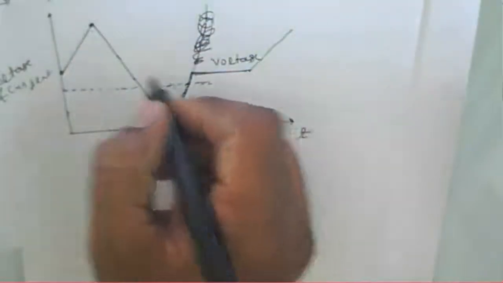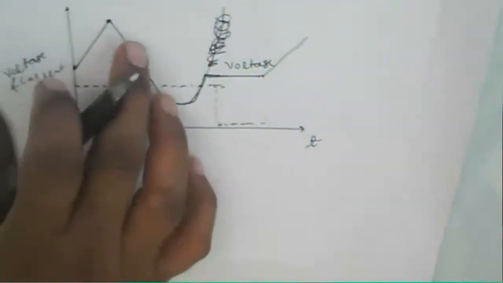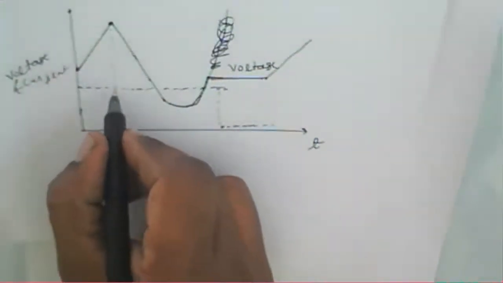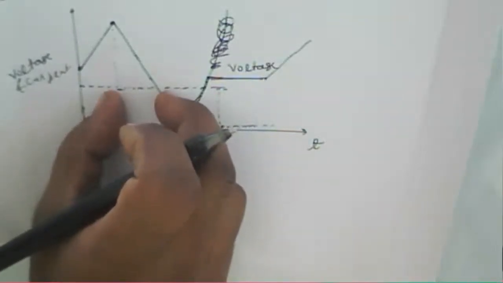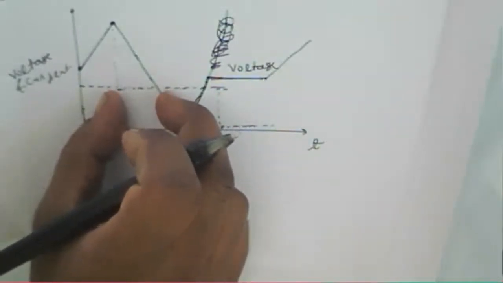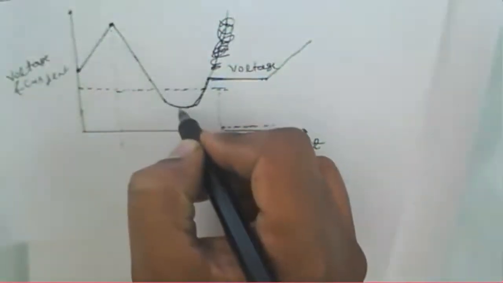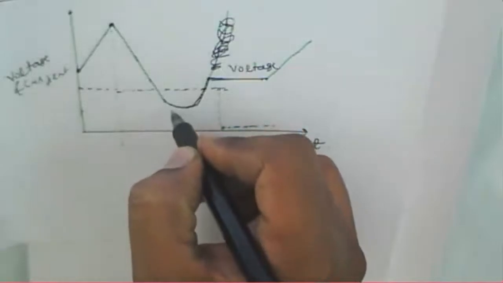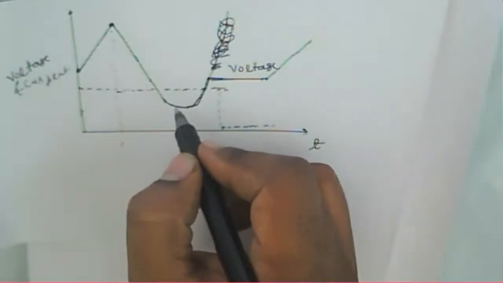Initially there is a voltage, and on further applying the voltage, the charge carriers present produce an excess of charges in that particular region. This excess of charges increases further above this voltage, and then the voltage starts to decrease.